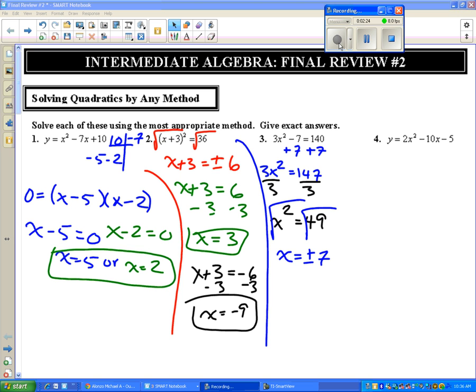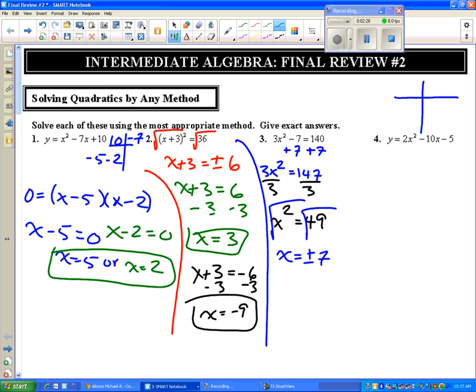Last problem. Let's see what we can do with this. If I want to try to do this, I'd have to use the California method. 2 times negative 5 is negative 10. What multiplies to be negative 10 and adds to be negative 10? There's no number. So what I have to do is solve this by the quadratic formula. So you're going to say A is 2, B is negative 10, C is negative 5.